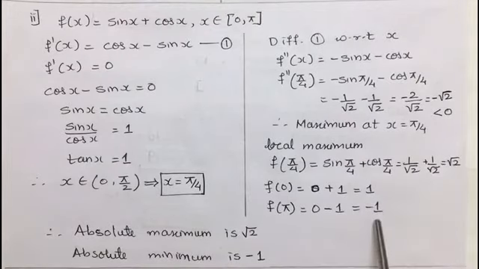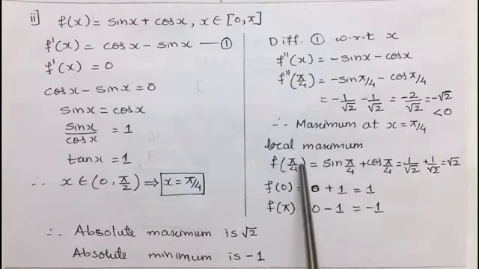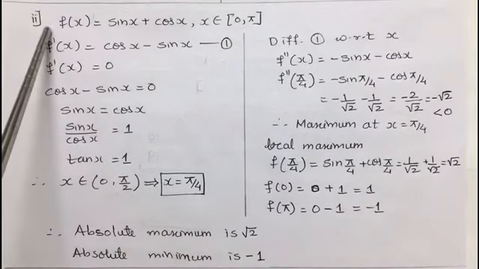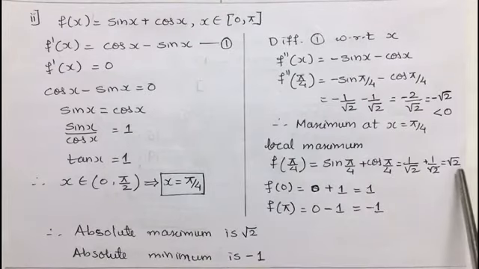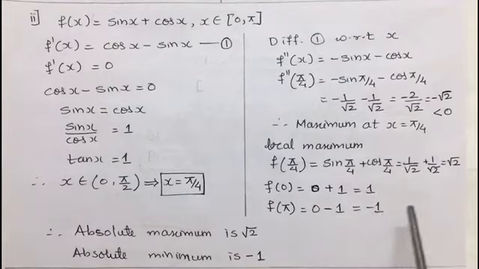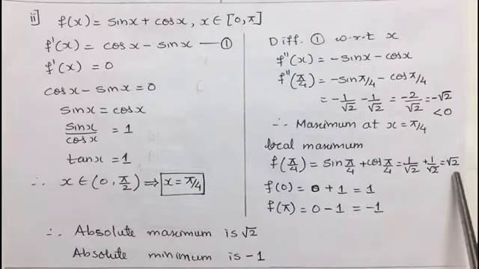All the three values are to be compared. Reason is the values of x as pi by 4, 0 and pi are being kept in the function f. So from all the three of them, we have to take the absolute maximum as well as the absolute minimum. If we compare root 2, 1 and minus 1, the maximum of all the three is root 2 as its value is 1.4. So the absolute maximum becomes root 2.